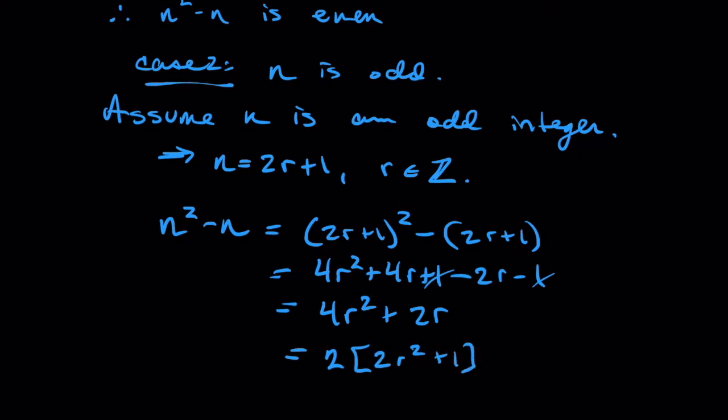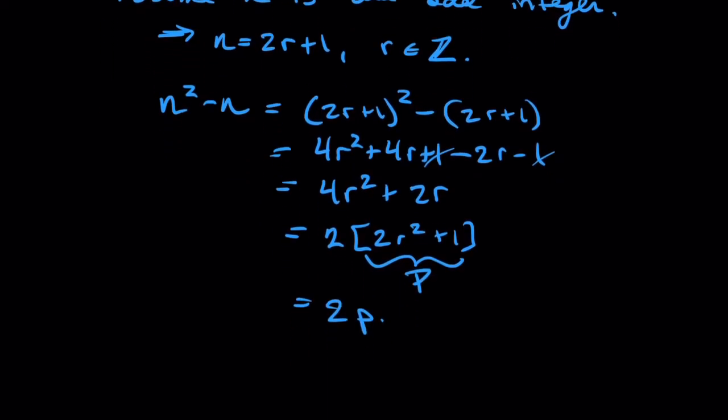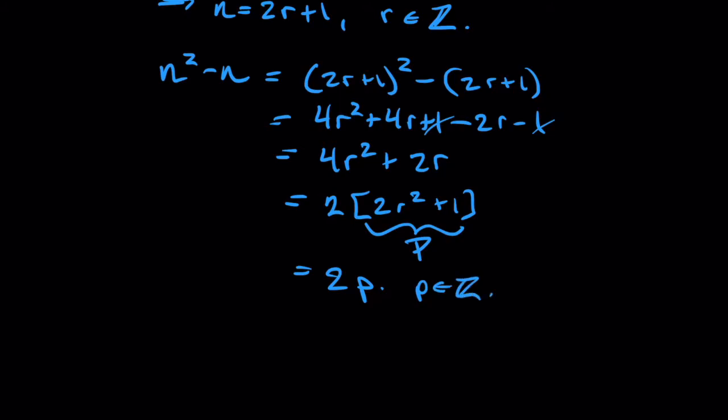And again, by closure, this thing is an integer. We could call it p. So this is equal to 2p for some integer p that's equal to 2r squared plus 1. So there we have n squared minus n is even. And that means that we've proved the statement, so we'll put our tombstone right here. That's probably one of the easiest scenarios that we see by cases. And they're not always this short or obvious, but nevertheless, it's usually not too bad.